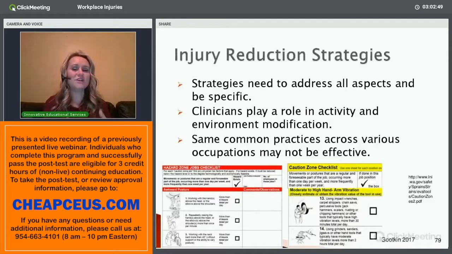All of the different injury reduction strategies that we utilize need to be specific to the person. And I mentioned that the first step in this is we have to identify the hazards that the individual is being exposed to. So some of the tools that are available, and again, links to all the different tools that I'm going to discuss in this next section are included on the last page of the notes packet so that you can go to them. And the hazard and caution zone checklists are going to let you take that sheet and have the individual go through it on their own, or you go through it with them to look at common practices.